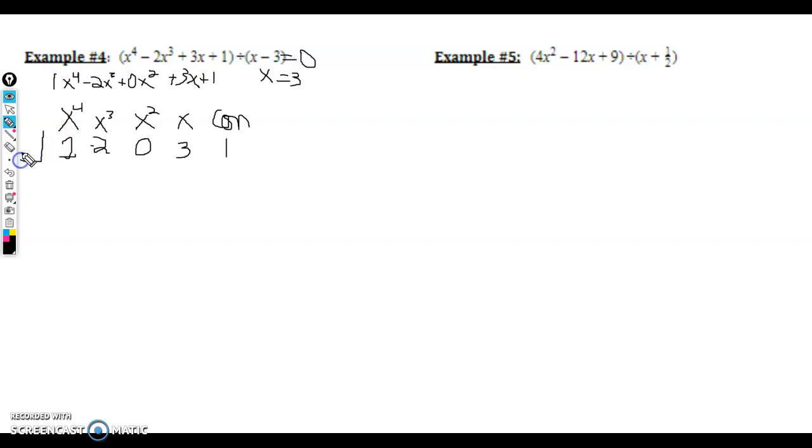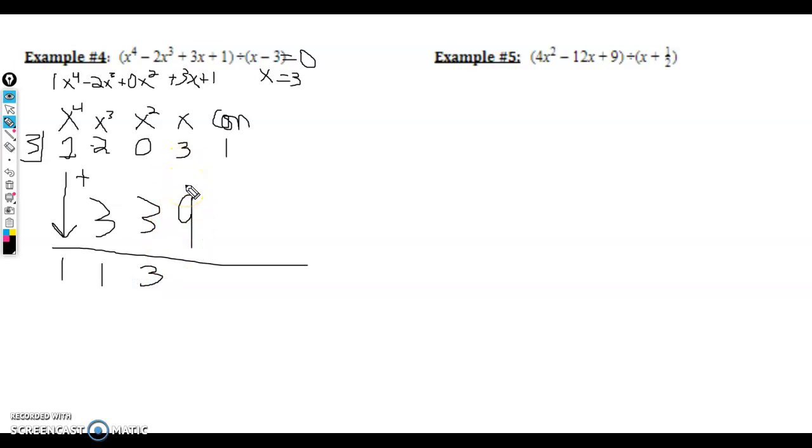So then I like writing that over here. And then I draw my line. That's really aggressively far down. And I bring down my 1. Multiply it by 3, I get 3. I add down, I get 1. Multiply it by 3, I get 3. Add down, I get 3.